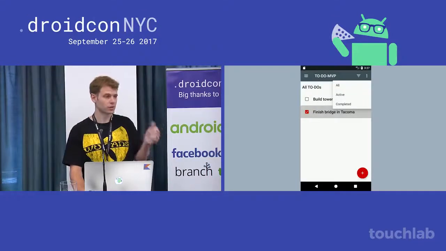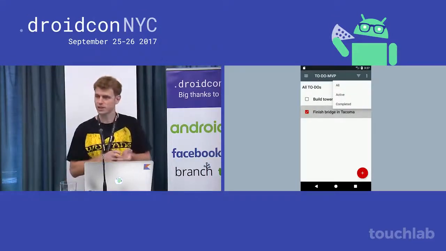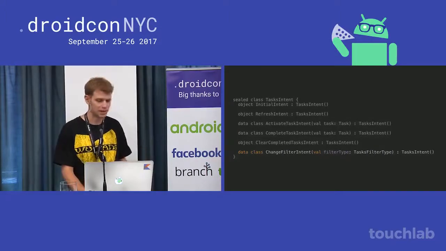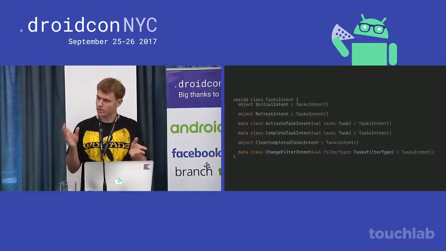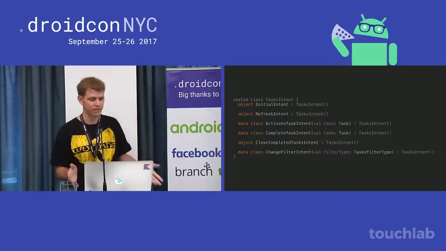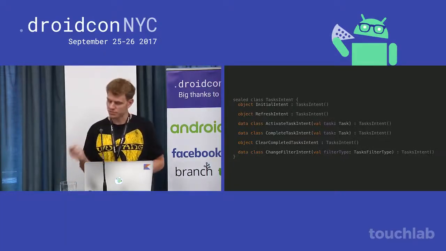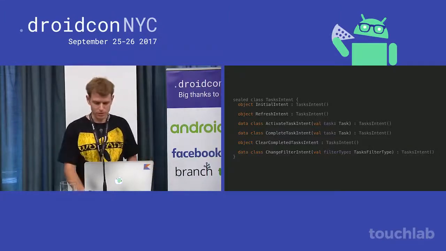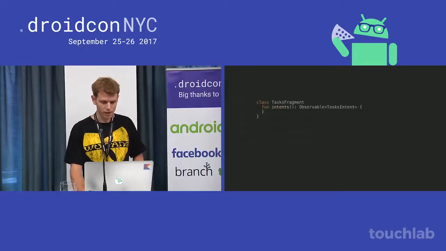Then there is the filter. We only show the completed, the active, or any task. And here we need to pass the filter to the data class. And so with six classes, we have everything the user can actually do on the screen, except navigation. Navigation is just out of scope. If I have time at the end, I will speak about this a bit.